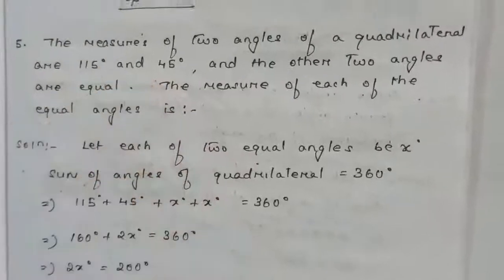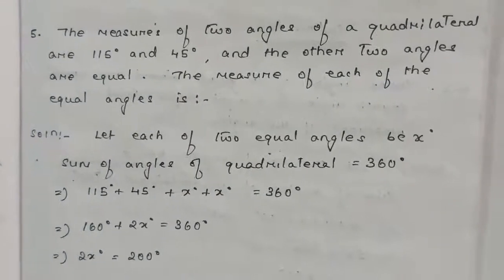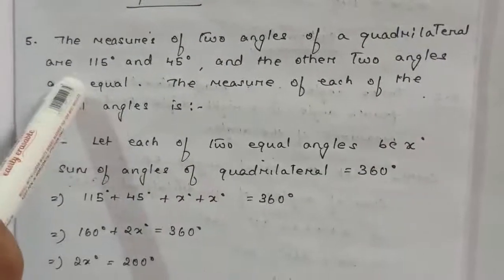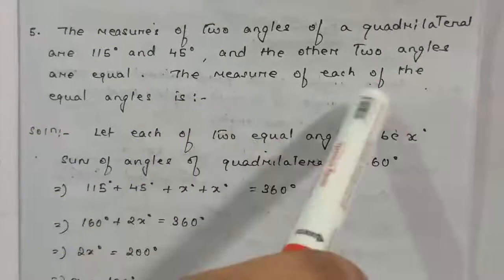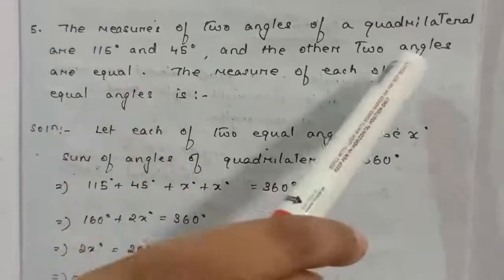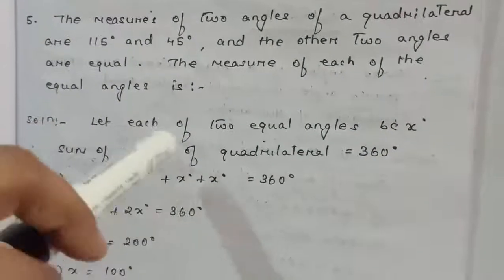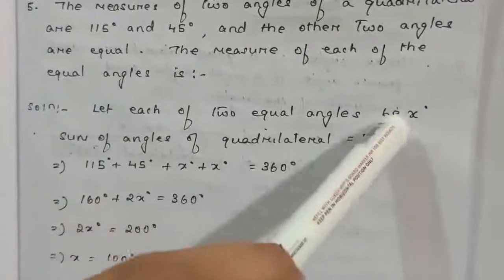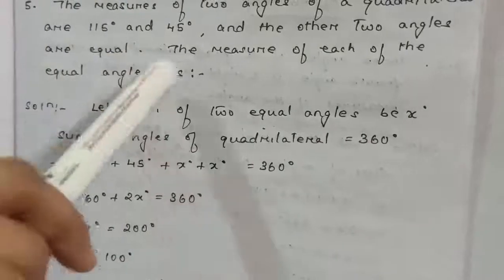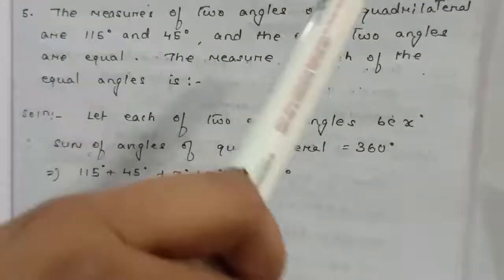Question number 5. The measures of two angles of a quadrilateral are 115 degree and 45 degree, and the other two angles are equal. Okay, we have seen that the other two angles are equal. The measure of each of the equal angles. So I have taken, let each of two angles be x. Okay, one is 115 degree, one is 45, and since both are equal, so they are x and x.